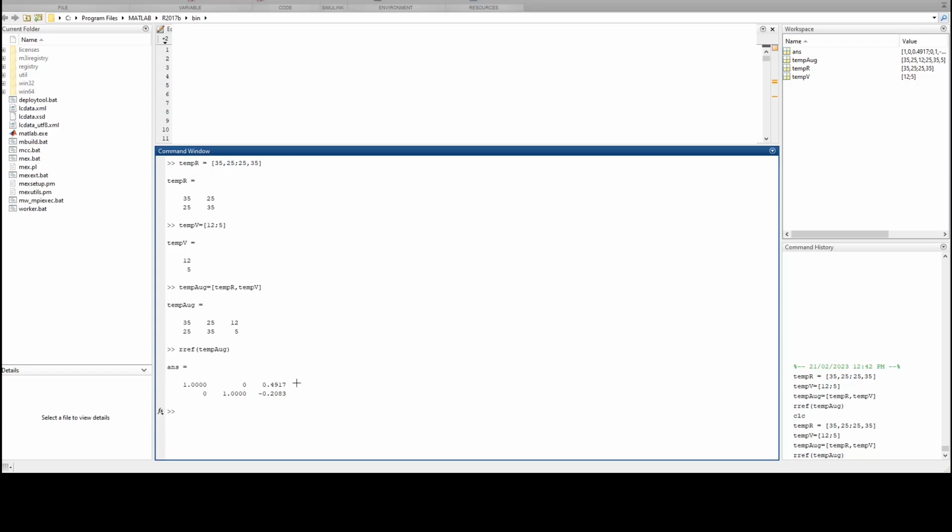So 0.4917, which is what we got, and negative 0.2083, which is also what we got if you put that into Wolfram Alpha. So that's how you would, at least in MATLAB, calculate these types of matrix problems. And that does complete this series on calculating the values of electrical networks.